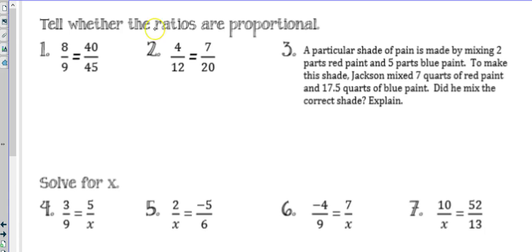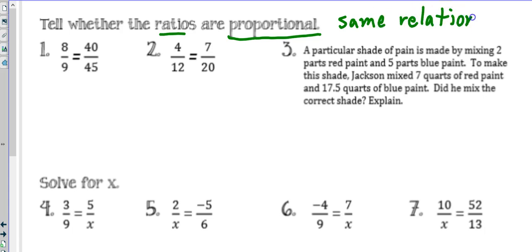First of all, we have ratios, and we're trying to figure out whether they're proportional. If they're proportional, that means that the ratios have the same relationship. We talked about proportions in class. There are several ways that we can do that. We can look at the relationship horizontally, vertically, and also diagonally. So what do I mean by that? Well, let's take a look at the first example.